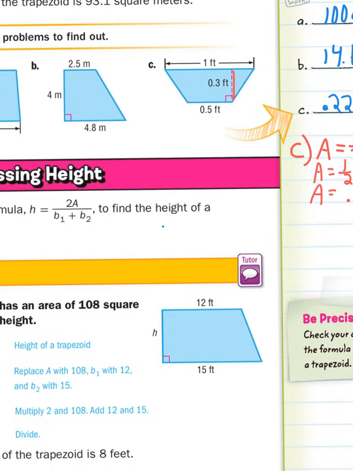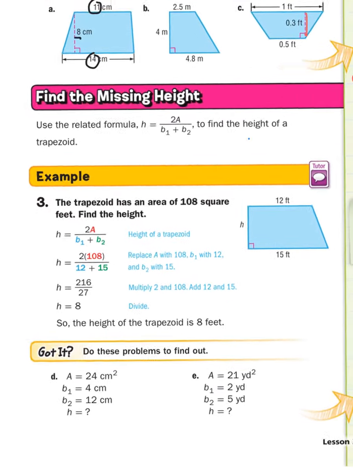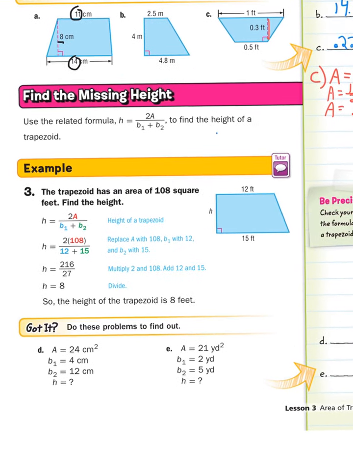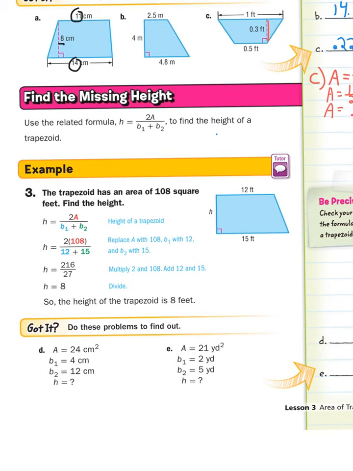All right, so if you messed up anywhere in A, B, and C, make sure you make your corrections before we move on to this next one, because this next one is missing dimension, and this can be a little bit trickier. But it's not that much trickier than area of a triangle. So I'm going to read it first. It says the trapezoid has an area of 108 square feet. Find the height. So we're missing the height. They give us base 1, they give us base 2, and they give us the area.